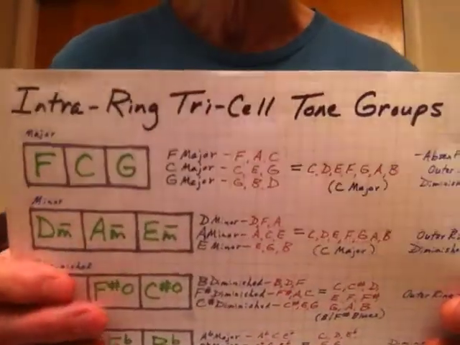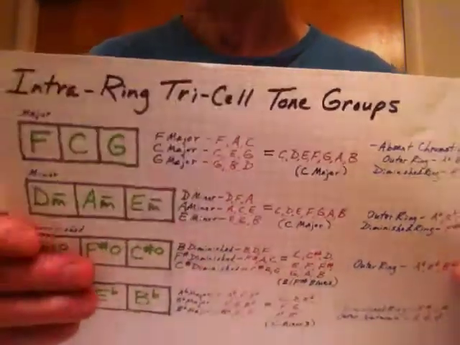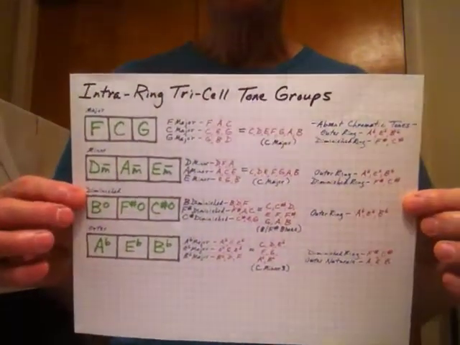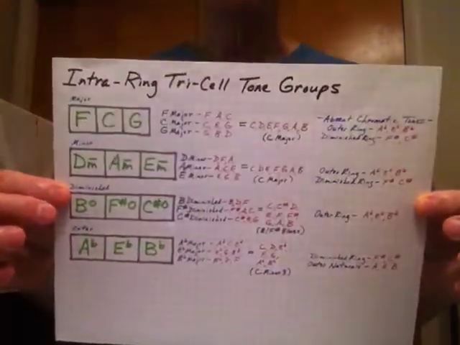And then finally, this is a great thing I like. You have intra-ring tricell tone groups yield scales. Now, I already talked about this, so I won't go on and on. We're running late here, all right? But this is a beautiful thing.